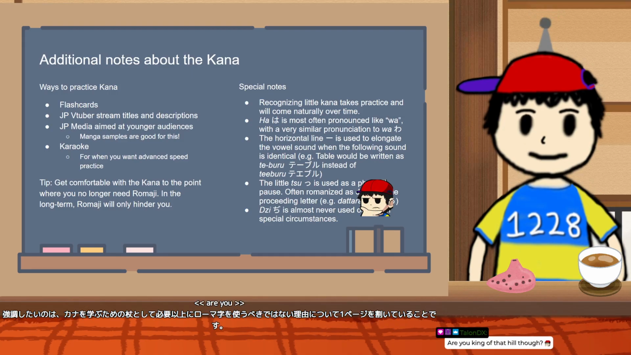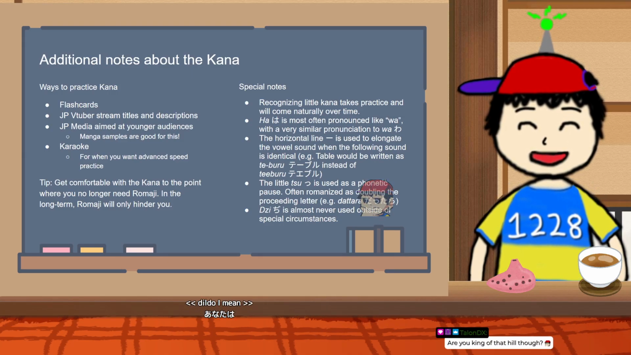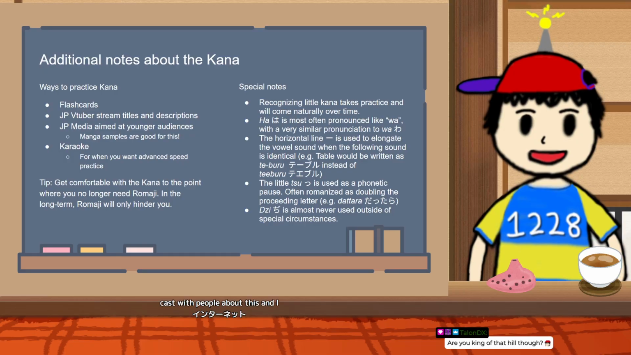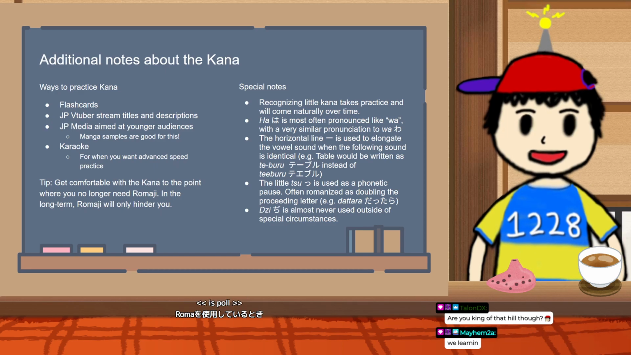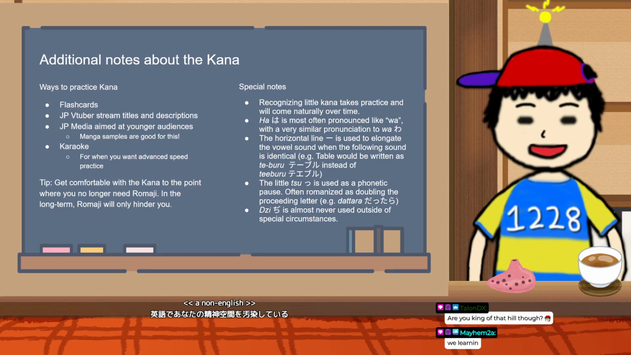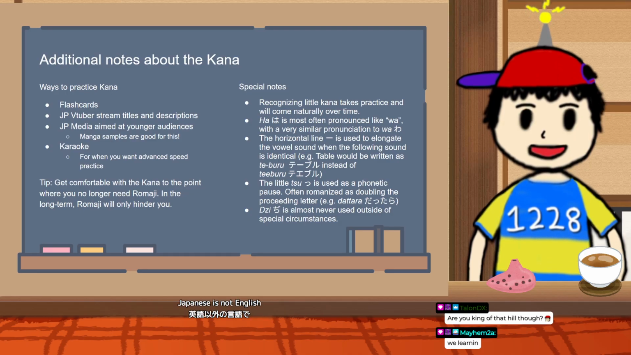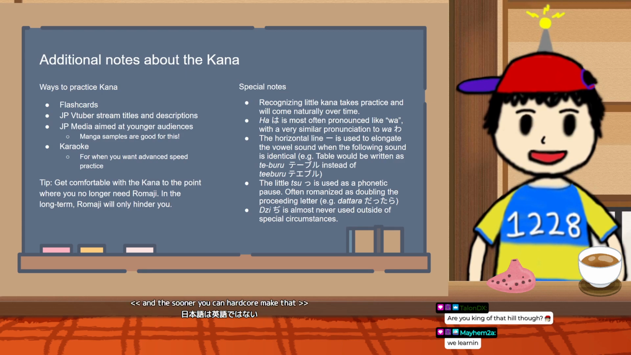Are you that king of that hill, though? I mean, I've actually gotten into several internet arguments in the past with people about this, and I genuinely believe when you are using romaji in your Japanese learning, all you're doing is polluting your mental space with English bias in a non-English language. Japanese is not English, and the sooner you can hardcore make that transition, the more it's gonna help you in the long run.